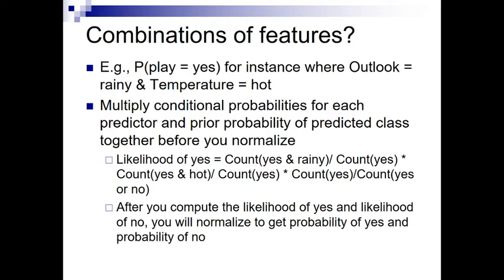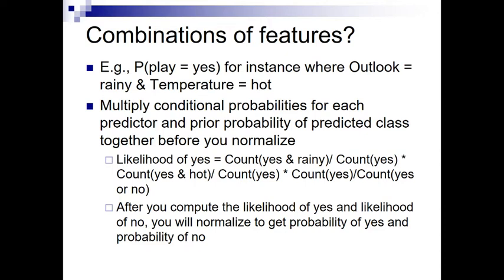You can see, if you look in the middle of the screen, there it is. Likelihood of yes equals count yes and rainy divided by count yes. That's the conditional probability of rainy given that play tennis is yes. And then we're going to multiply that by the conditional probability of hot given yes, which is the number of times it's yes and hot divided by the number of times it's yes.